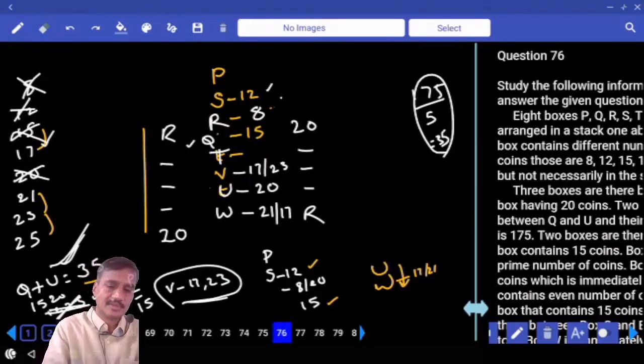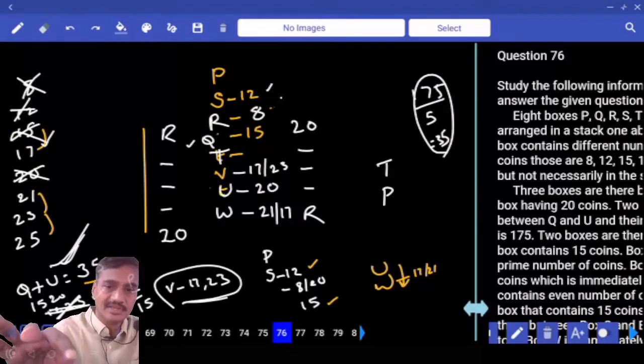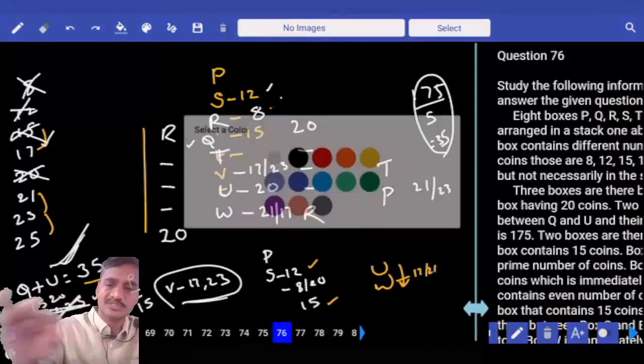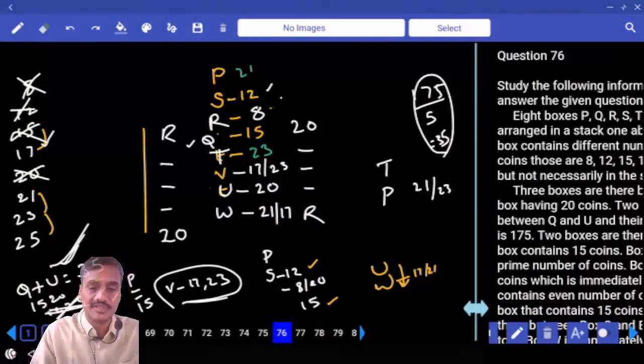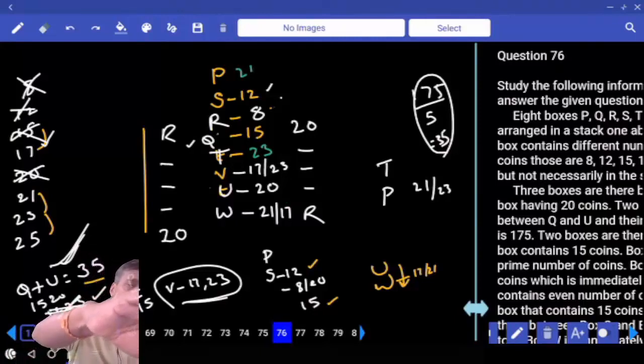Now 21, 23. T has more than P, so T must be 23. If T is 23, P will be 21. Then 17 is left, and since 21 is used, this must be 17. Then here we would have 25. V is 25, is it possible? Not possible, which implies that P and T cannot be 21, 23.